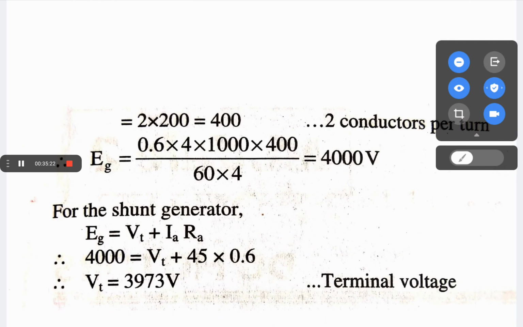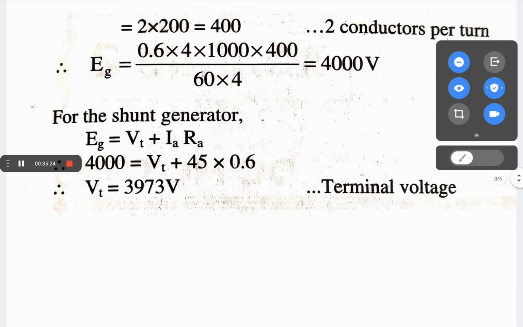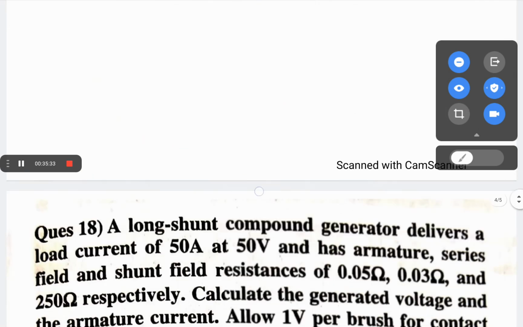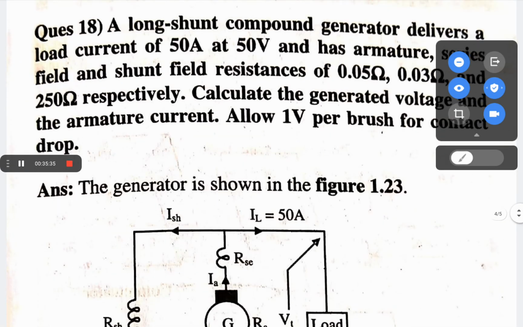Then for shunt generator, terminal voltage കണ്ടുപിടിക്കാൻ എന്ത് ചെയ്യണം? Vt plus IaRa. So Eg is given, IaRa അറിയാം. So terminal voltage can be calculated. Simple ആണ്, direct questions ആണ്.